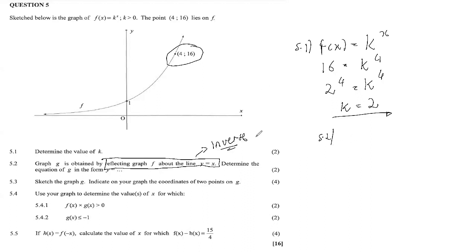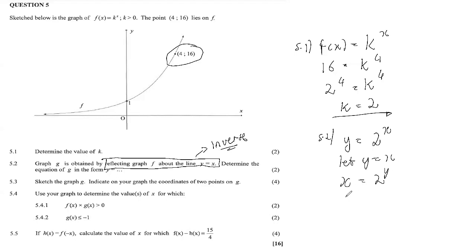So we know that the inverse of an exponential graph is the logarithmic graph. So all we're going to do is say y is equal to 2 to the exponent of x, since now we have the value of k. So this is our exponential equation. But how do we change it to a logarithmic equation? We swap x and y, since we are reflecting it about the line y is equal to x. Where there's y, I'm going to put x, and where there's x, I'm going to put y. Now I need to make y the subject of the formula.